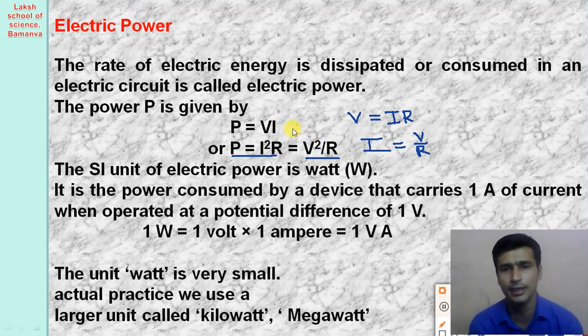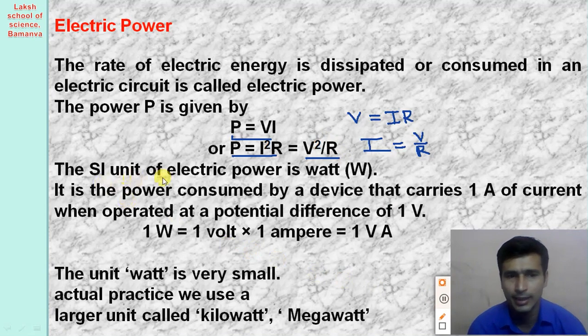To calculate the electric power dissipated or consumed by the electric circuit, we can use P = V × I if the electric potential and the electric current passing through the circuit are given to you. But if the electric current and the resistance of the circuit are given to you, then you can calculate electric power with the formula P = I² × R. Or we can also calculate the power as P = V²/R.